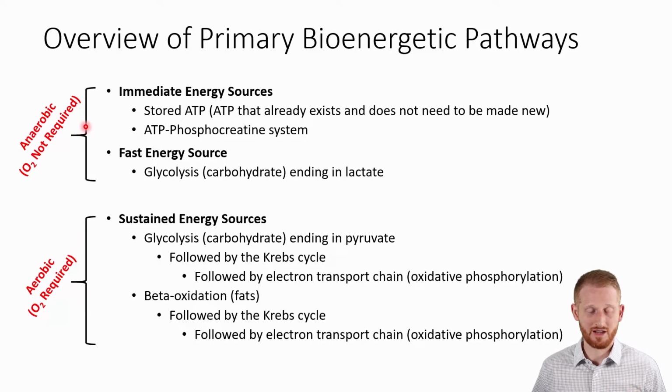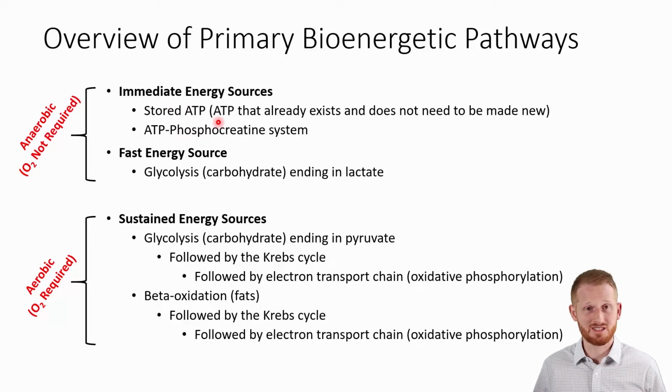So looking at the anaerobic processes first, we have immediate energy sources and fast energy sources. The immediate energy sources are going to be first the stored ATP. And what I mean by this is I'm just talking about the energy that was produced before that's just kind of sitting around the muscle waiting to be used. So we always have a little bit of ATP in our muscles or in the cells of the body that can be used on demand. And that's what I mean by stored ATP.